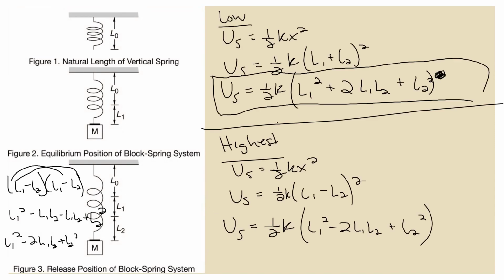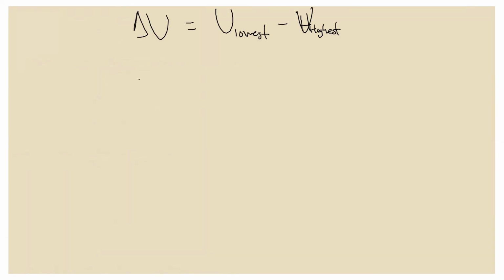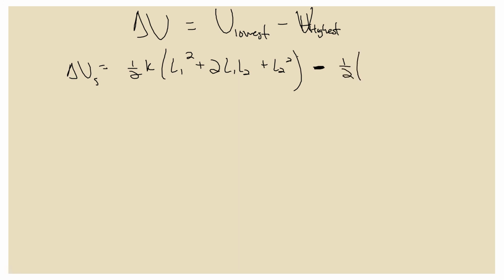So the potential energy at the lowest point is 1/2 k times L1 squared plus 2L1 L2 plus L2 squared. Okay. And then we're going to subtract 1/2 k times, and notice it was that same thing just with the minus sign. So we have L1 squared minus 2L1 L2 plus L2 squared. And now I'm just going to distribute the k so we don't lose our minds.